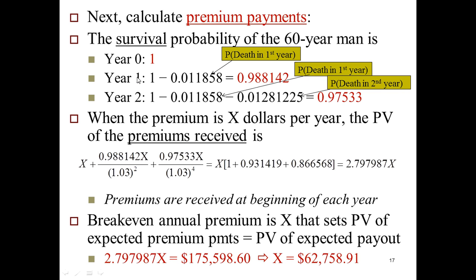Now, though, the survival probability that would be connected with his second payment would be 1 minus the probability that he dies in the first year. So 1 minus the probability that he dies in the first year gives us the survival probability for the first year. So the odds that he's going to be alive to make the second payment is 0.988142. And for the second year, the probability of him surviving would be 1 minus the probability of him dying in the first year minus the probability of him dying in the second year.